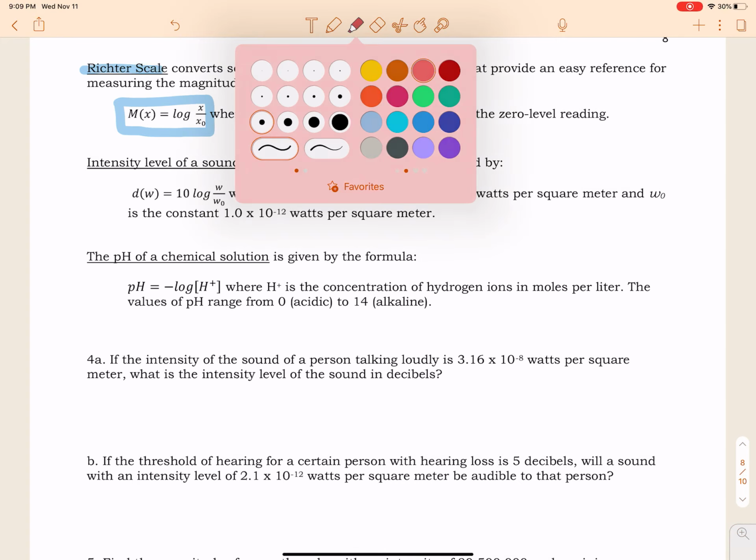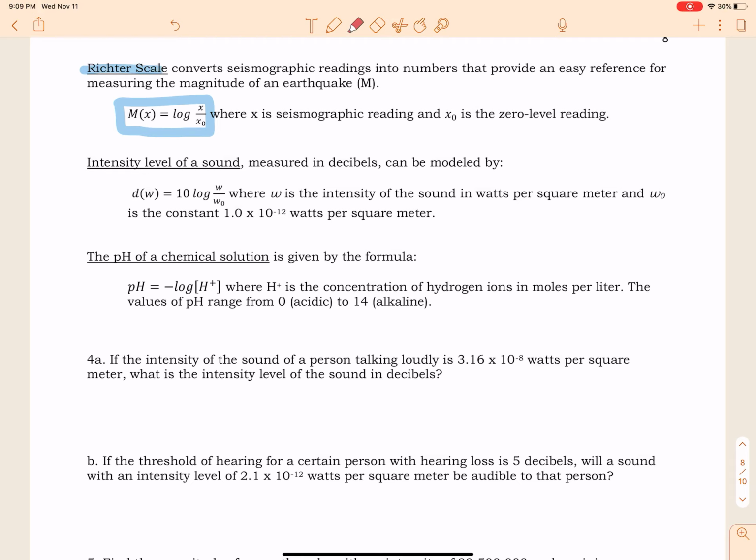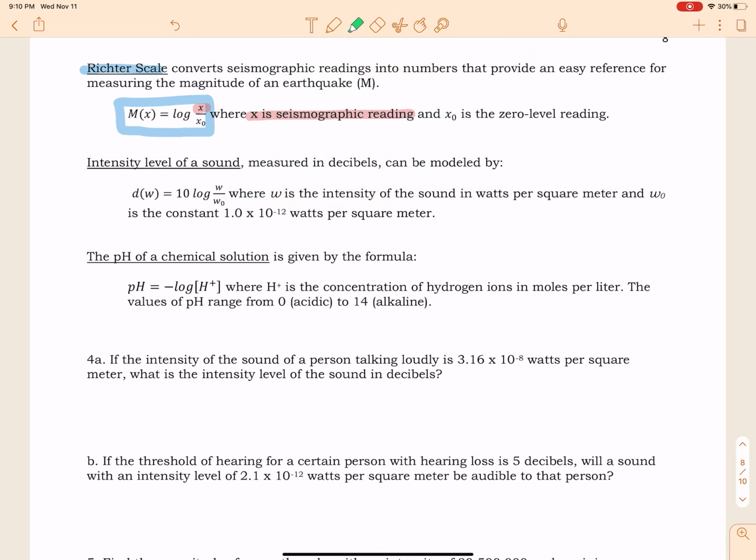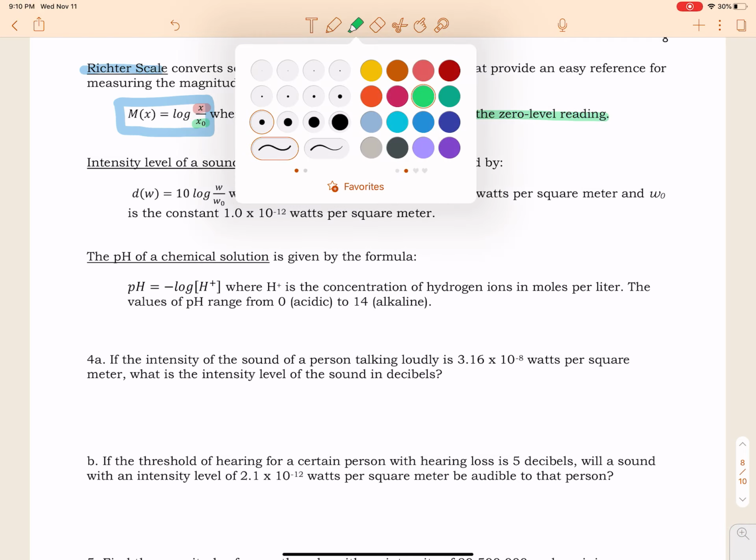And I want you to notice in the formula, it's just M of x equals log of x over x naught, where x is the seismographic reading. And then you've also got x naught in the denominator, and that is the zero level reading. So essentially, all we have to do is know both of those, and we just find the log of it. It's totally easy. Easy peasy lemon squeezy.